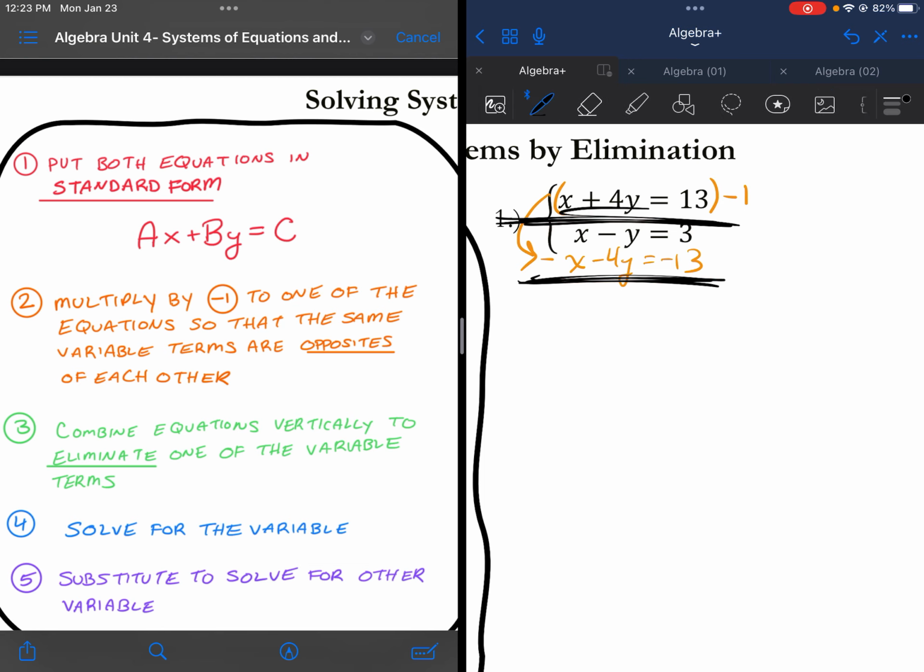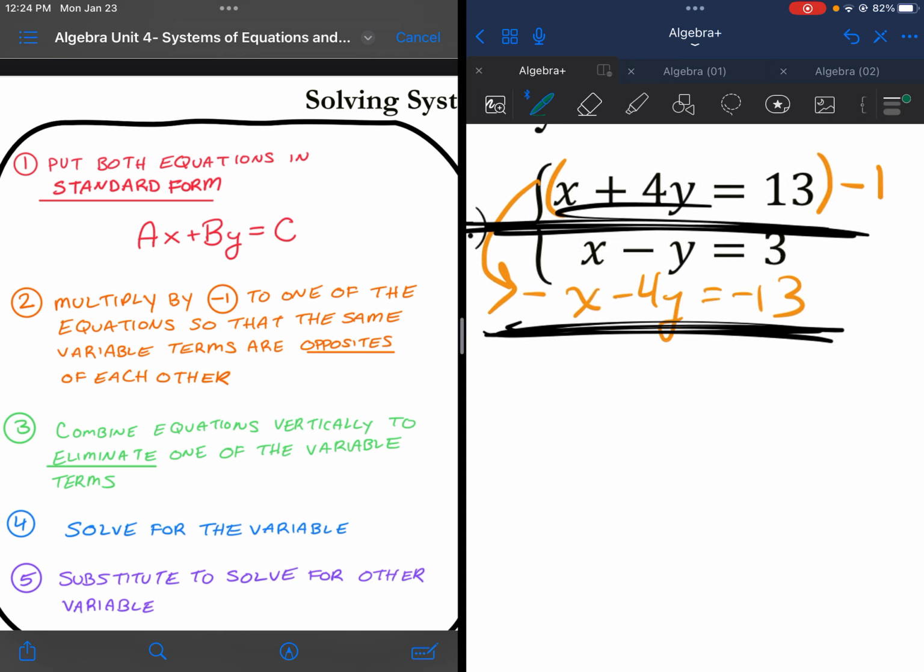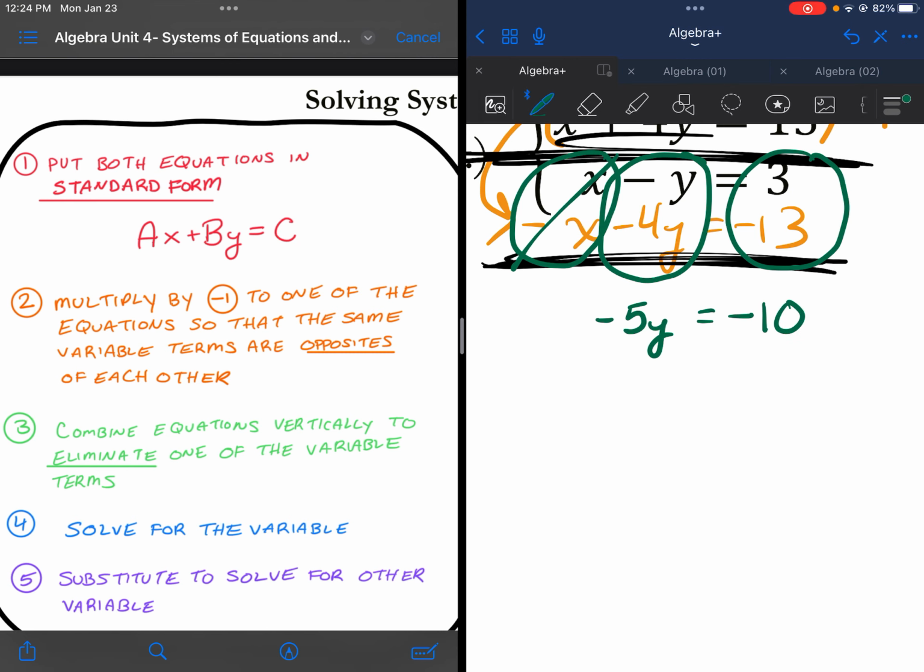Now, step 3 is to combine like terms. Now, this is what is different. We are going to be combining vertically, up and down, because it's a system, right? It's kind of like a set. So up and down, an x and a -x cancel out. That gives me a 0x, which is just 0. A -y and a -4 give me a -5y. And a +3 and a -13 give me a -10.